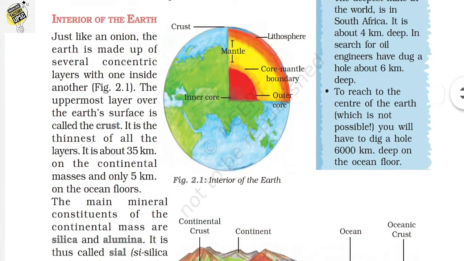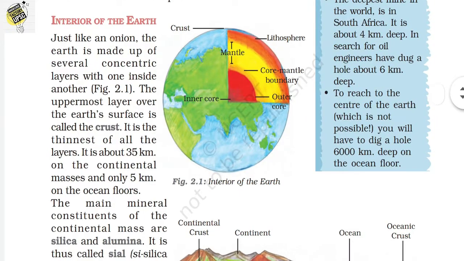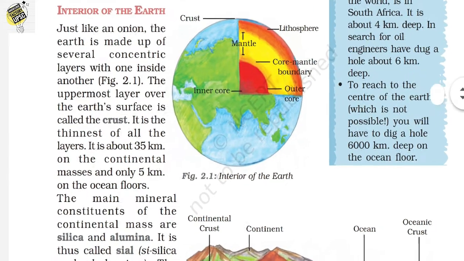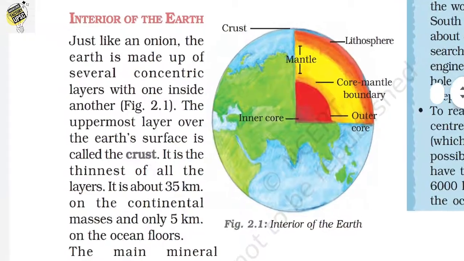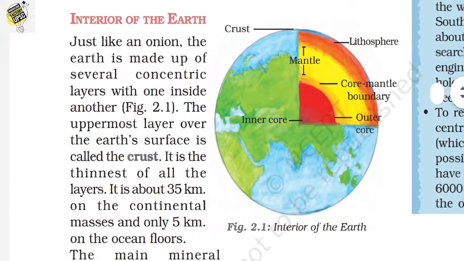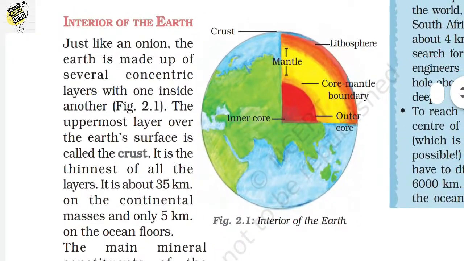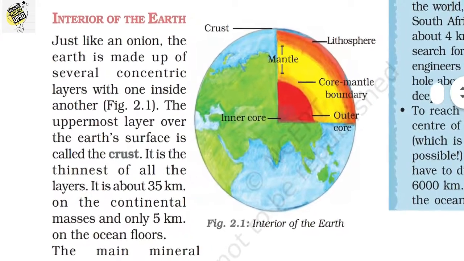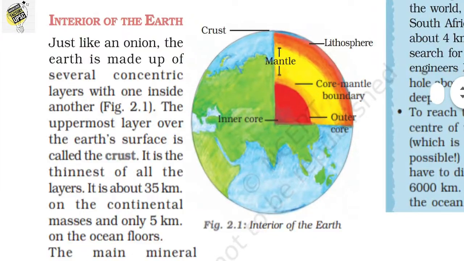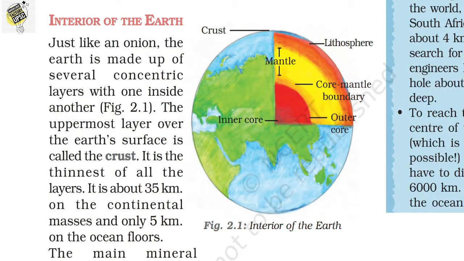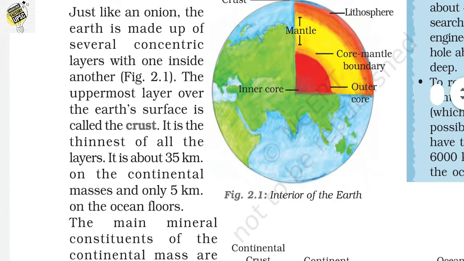Here is a beautiful picture which shows the interior of the earth. We have to keep this picture in our mind, and it will be very useful for your exams. Here we can find the outermost layer, which is known as crust, and the lithosphere. Below the crust there is the mantle, and there is the core-mantle boundary, which is the boundary between core and mantle, and then the outer core and the inner core.